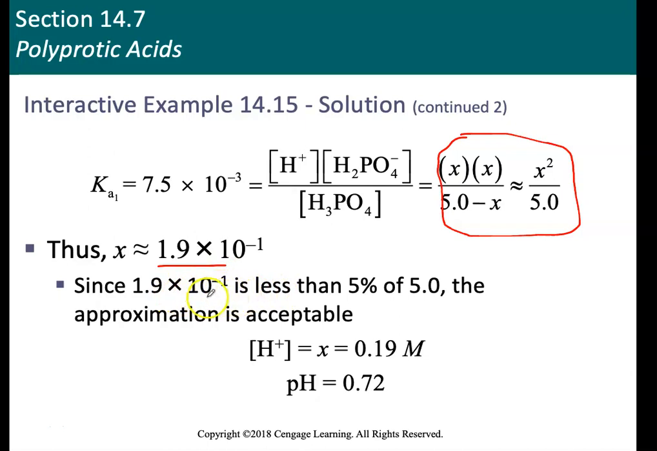Now, this is a step that you always have to carry out: validate it. In other words, check whether it is less than 5%. So you can do that calculation. I'm not going to follow that through, and it is in this case. And now, that is the value of H plus, 1.9 times 10 to the power minus 1. Then find the pH. So that's the value of the pH.